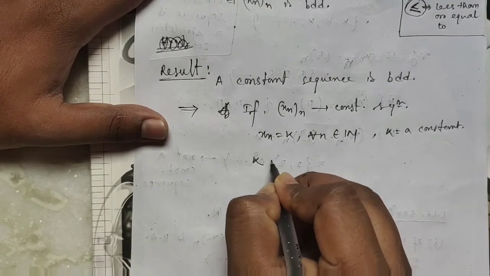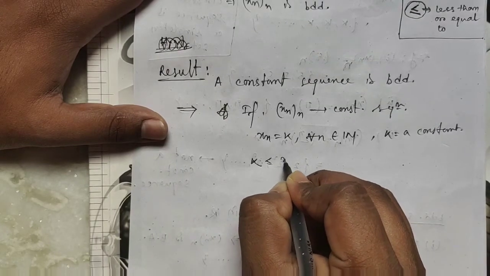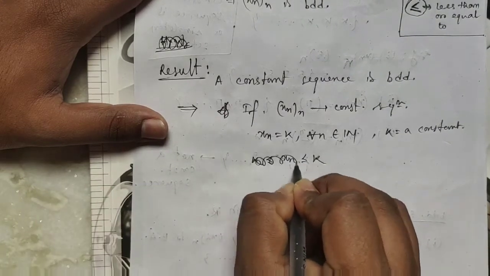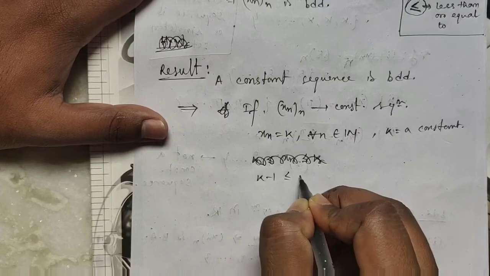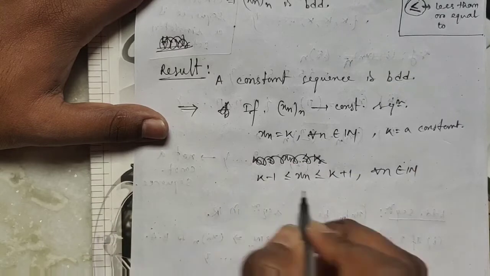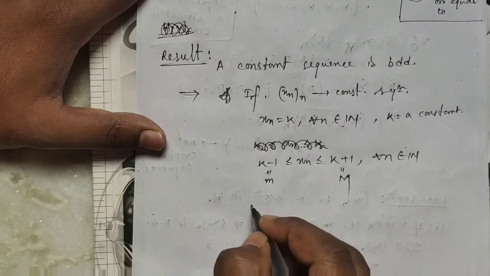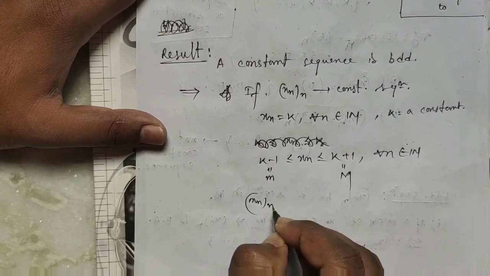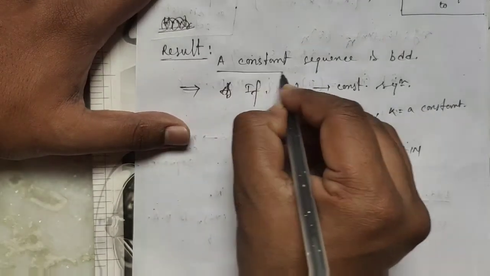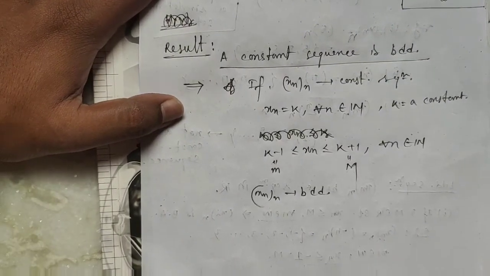So we take k less than or equal to xn less than or equal to k, or we take k minus 1 less than or equal to xn less than or equal to k plus 1 for all n belongs to N. Okay, so we take these as m and capital M, and then we say that xn is bounded. So a constant sequence is bounded.